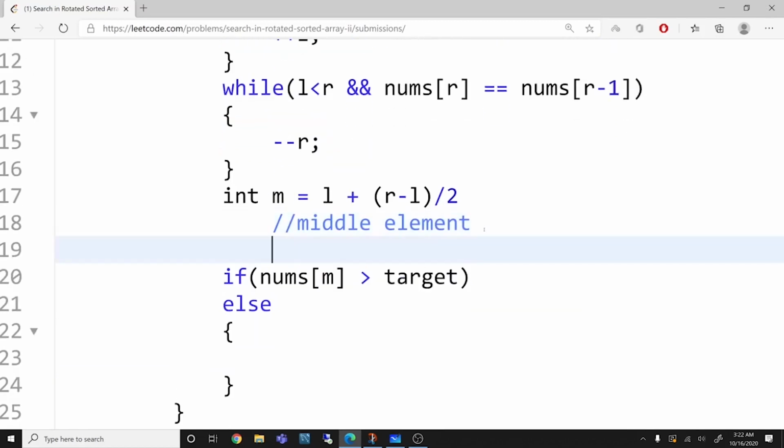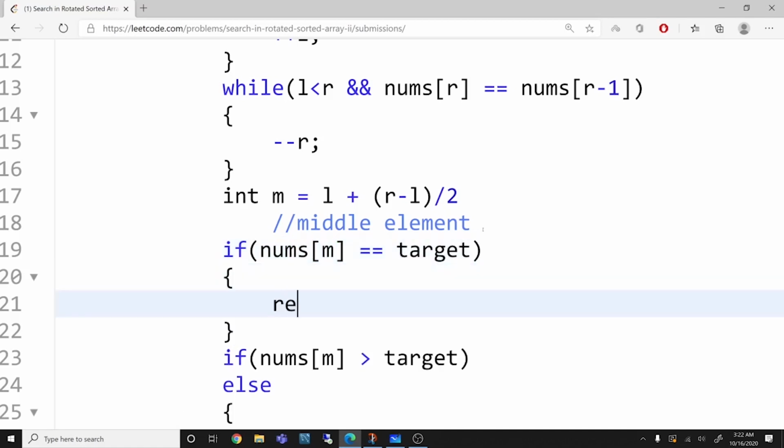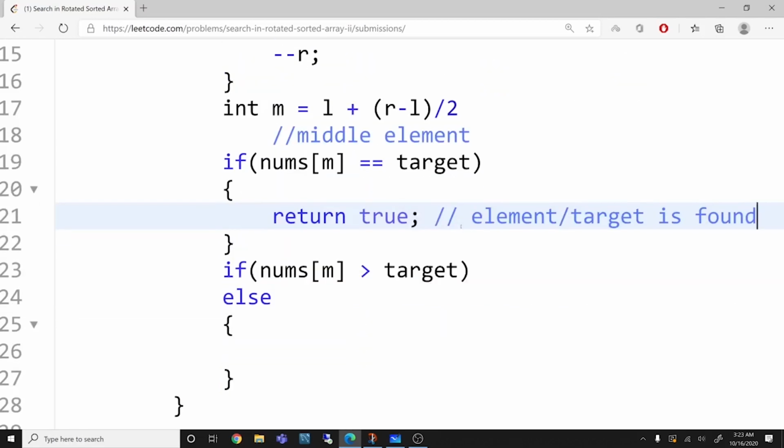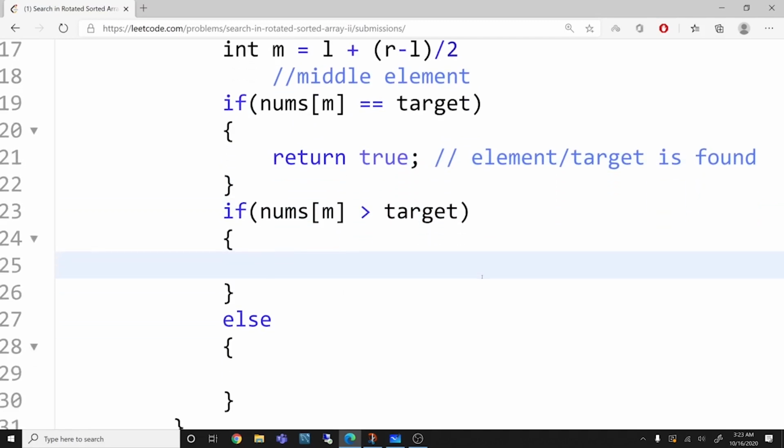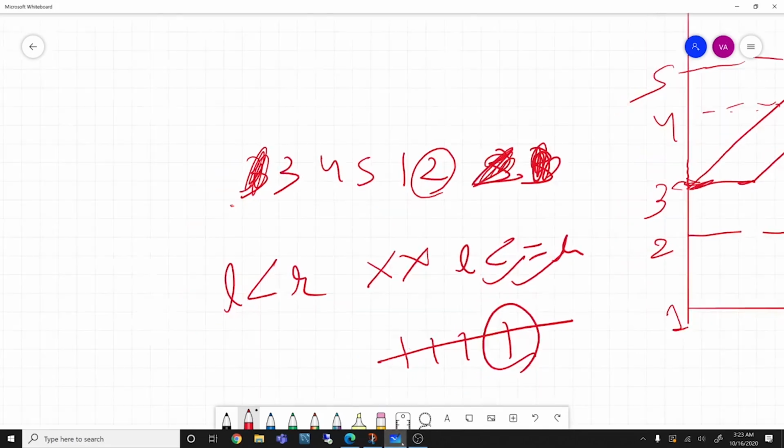But before this, there's another condition: if nums of m is equal to target, that means my element is found, so I will return true. Why will I return true? Because the target is found. Alright. So if I've found the target, I will return true. If not, then I will do something. So let's understand what I will do. In the first condition, when my nums of m is greater than my target, what are the possibilities?